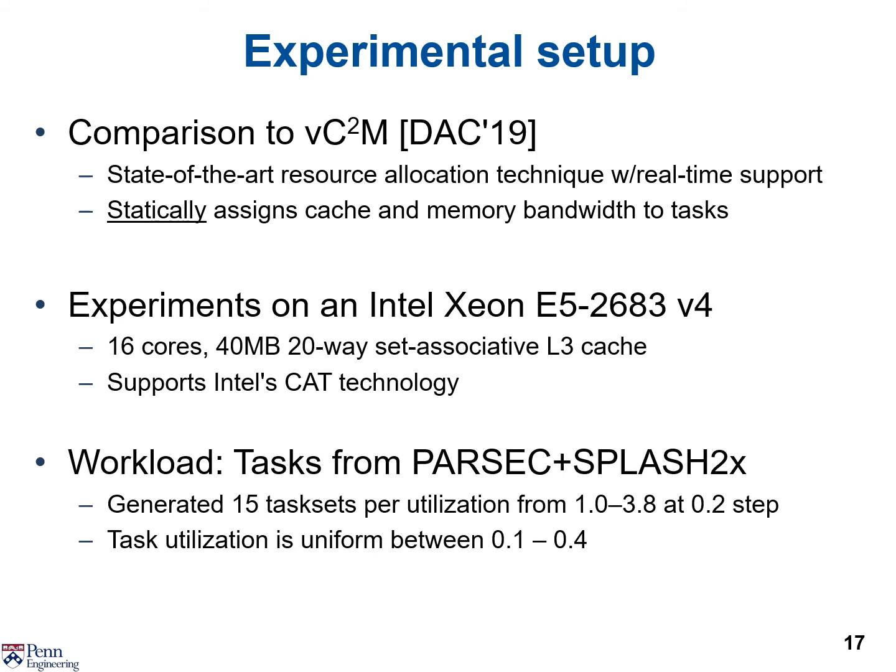We ran our experiments on an Intel Xeon E5, which had support for Intel's cache allocation technology, and for our workload, we used benchmarks from both the Parsec and Splash2x suites, generating 15 unique task sets per utilization step for 225 task sets in total.